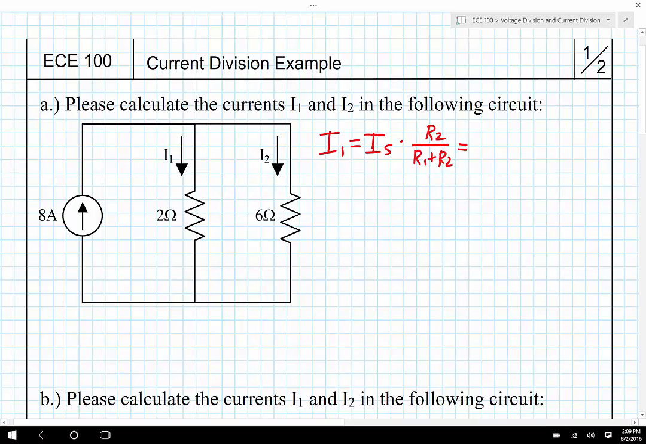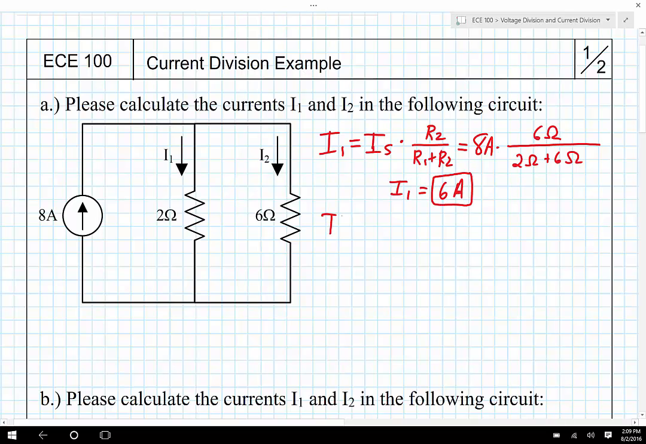So in this case, I sub S is 8 amps. This will be multiplied by the ratio. If I want I1, then this should be 6 ohms in the numerator, and then 2 ohms plus 6 ohms in the denominator, and therefore I1 is 6 amps.